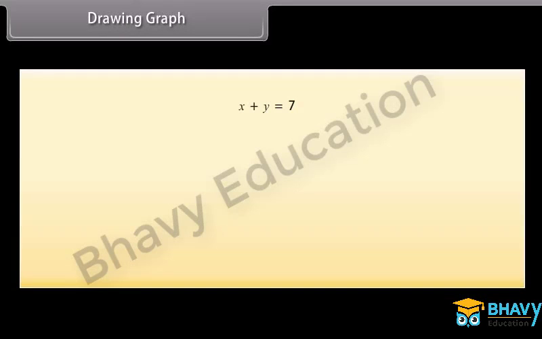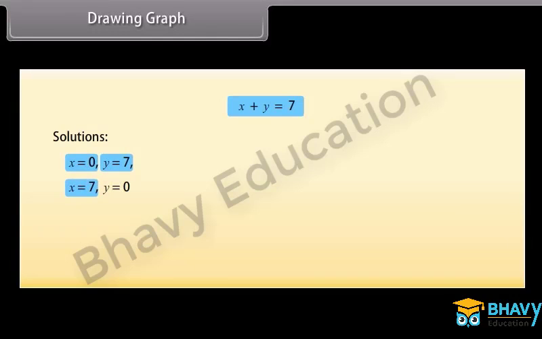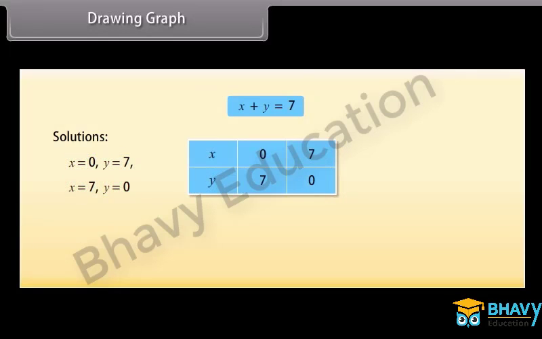Drawing graph. Let us now draw the graph of the equation x + y = 7. We know that to draw the graph, we need at least 2 solutions of the equation. So the 2 solutions are x = 0, y = 7, and x = 7, y = 0. We can use this table to draw the graph.